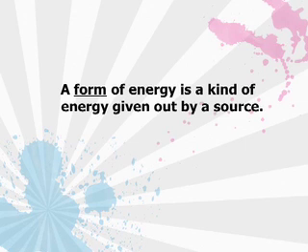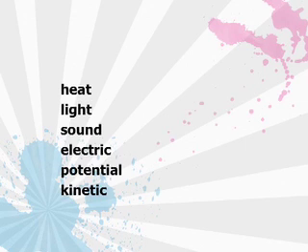A form of energy is a kind of energy given out by a source. There are many different forms of energy because energy is given out in so many ways. Some of the simple forms of energy we have learnt about already are heat, light, sound, and electric energy. We also learnt about potential and kinetic energy.